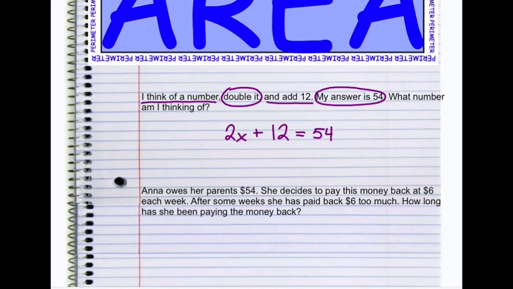So I like to go through my problem and underline or circle any of the information that I think needs to be in my equation so that I can go back and check that I included it. So I included a number, x. I doubled it by multiplying by 2, and then I added 12. And I knew that my solution was 54. So all those things I did, in fact, include in my equation. Now it says, what number am I thinking of? So the question's really asking you, what is x?